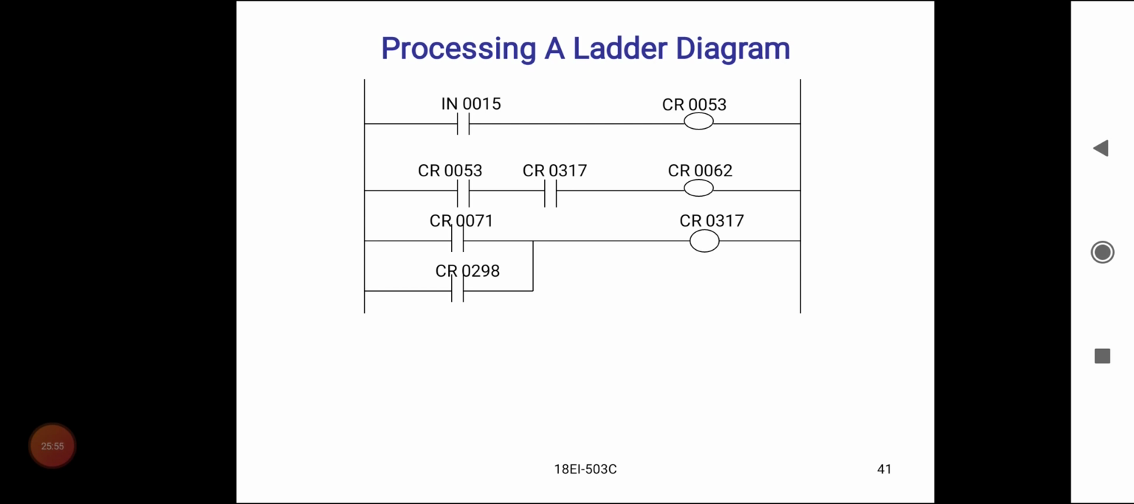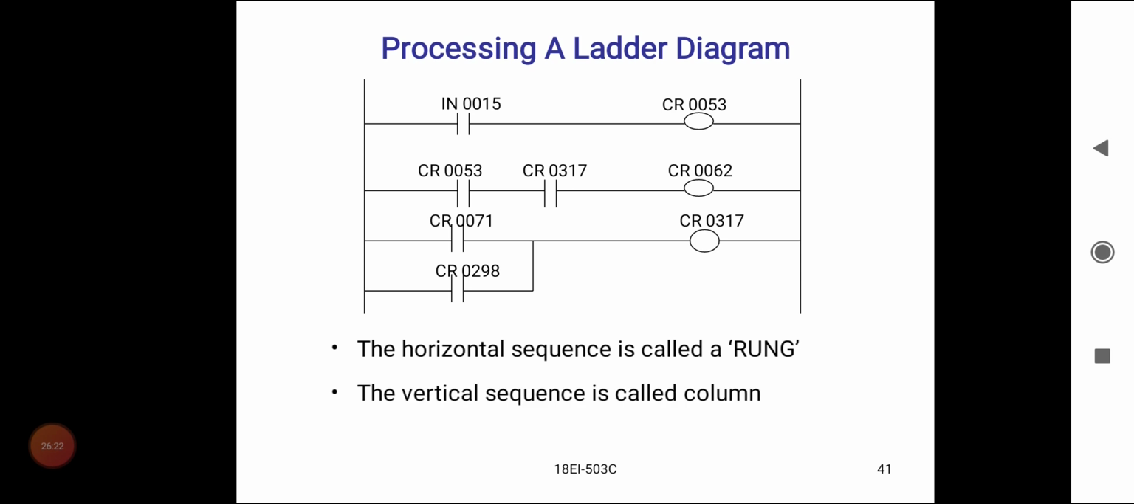CR0071 is a contact and CR0298 is in parallel. When either of these is energized, then CR0317 output is energized. The horizontal sequence is called a rung. The vertical sequence is called a column.